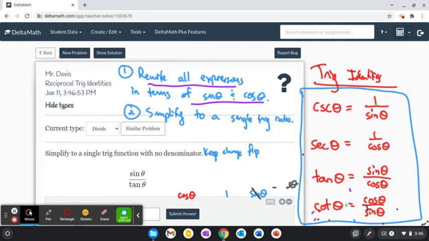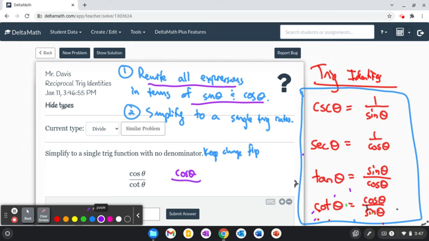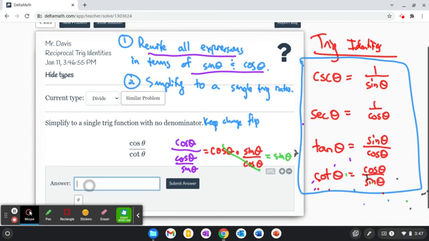And we've got a couple more here. All right, here we go. So same strategy. We're going to replace them first. The cosine is already fine because it's a cosine. So this is cosine theta over cotangent, which is cosine theta over sine theta. And we're going to keep, change, flip. So we keep the top as cosine theta, times we flip the bottom and multiply. And we're left with sine theta. Okay, so again, pretty easy once you get the hang of it.